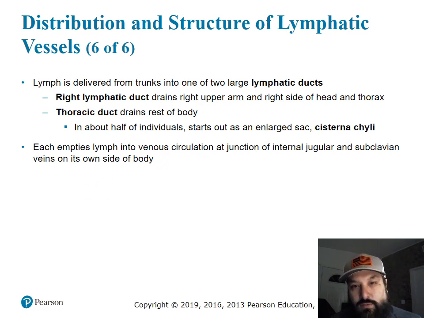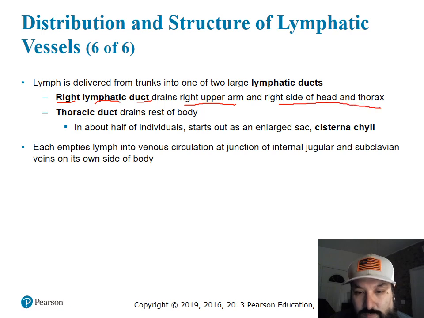Those trunks all become two big ducts. This is the major vessel of the lymphatic system, and this is where all the lymph leads up to. Two large ducts. The first one is the right lymphatic duct. That drains the right upper arm and the right side of the head and thorax. So make sure that you understand where the right lymphatic duct drains from: the right upper arm and the right side of the head and thorax.